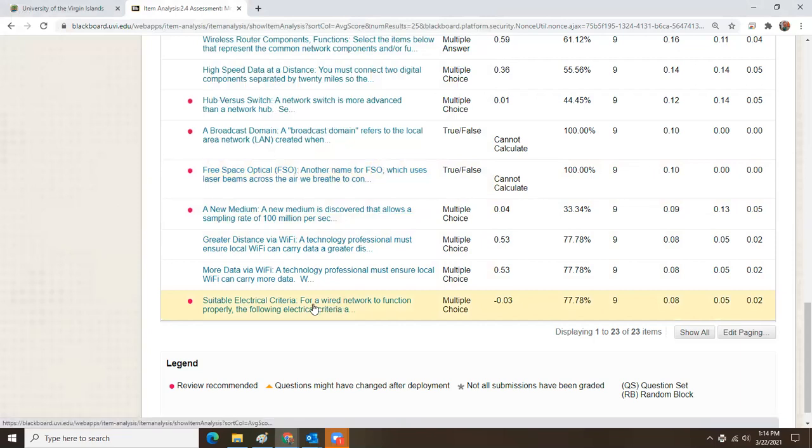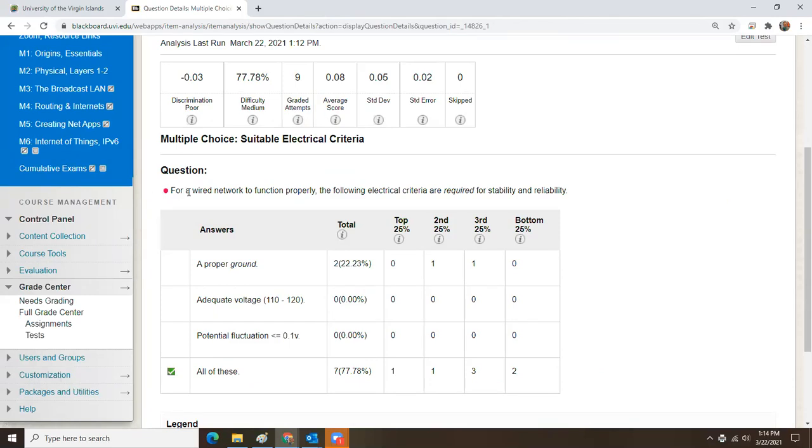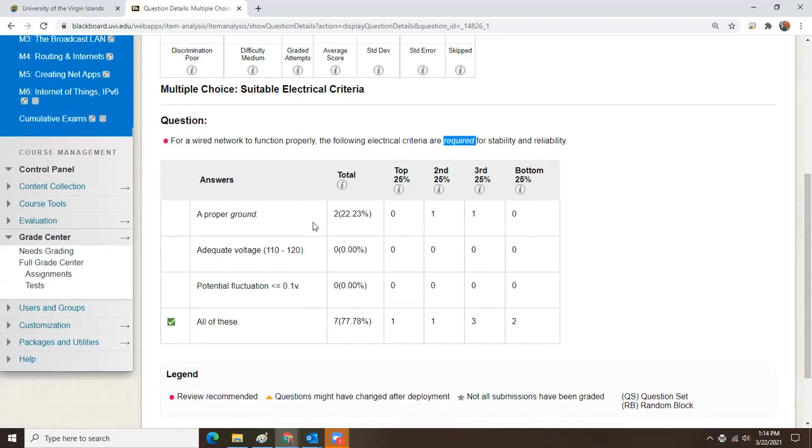So let's have a quick look at our first multiple choice item. The average score was 0.8 of a point when the possible score was a quarter of a point. And the question reads, for a wired network to function properly, the following electrical criteria are required for stability and reliability: a proper ground, adequate voltage, potential fluctuation. When we say potential, we also mean voltage. The word potential is another word for voltage. When you say electrical potential, it's just another way of describing voltage. The voltage fluctuation, meaning up or down, plus or minus, is less than or equal to 1/10 of a volt.